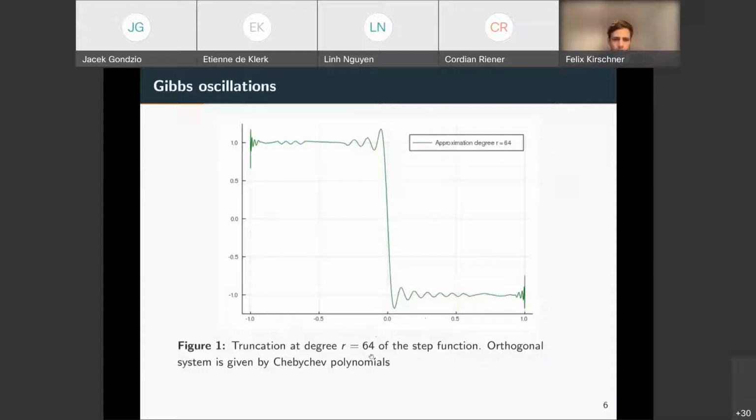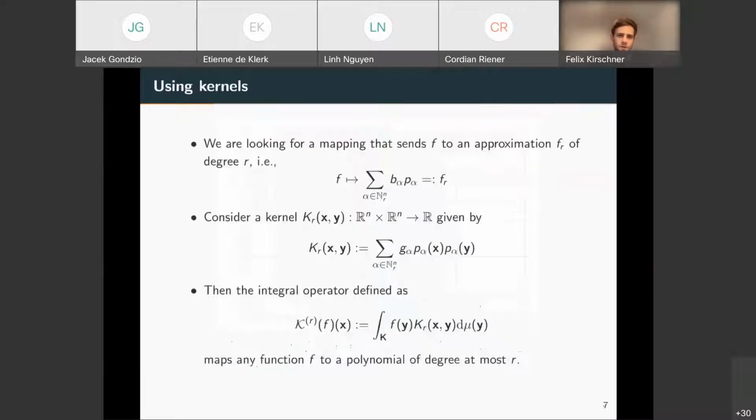And now, if you truncate the series that we saw on the previous slide at degree 64, you get something like this. So close to the edge, also close to -1 and close to 1, you get these oscillations, and close to the point of discontinuity, which is here at 0, you also get these oscillations. And this is something that we would like to get rid of if possible. Good, so we see that truncation isn't the best idea. So what else can we do?